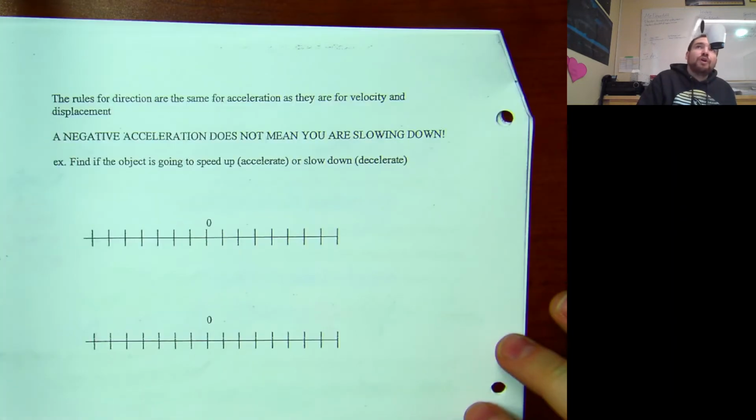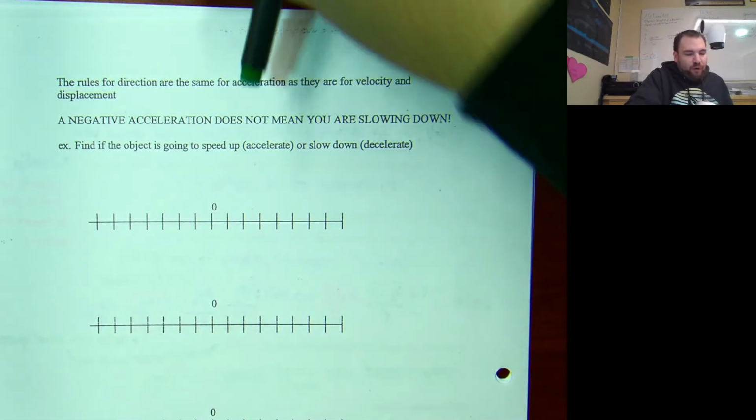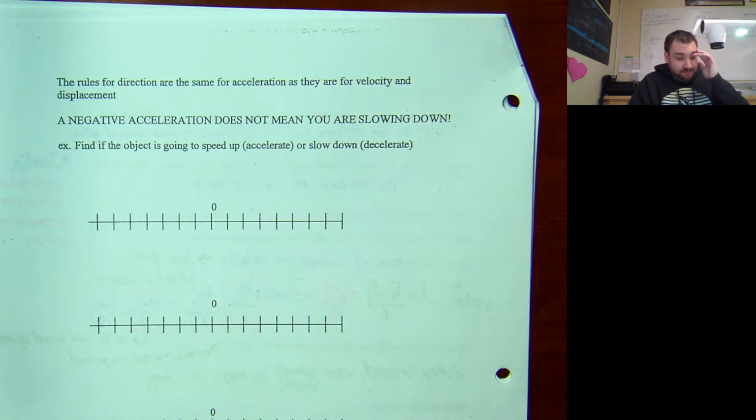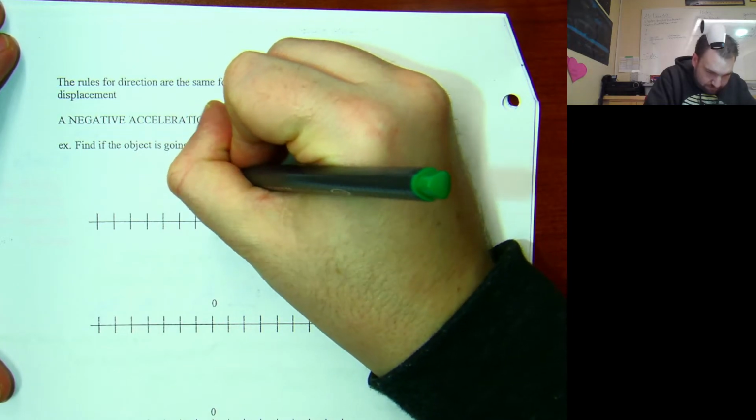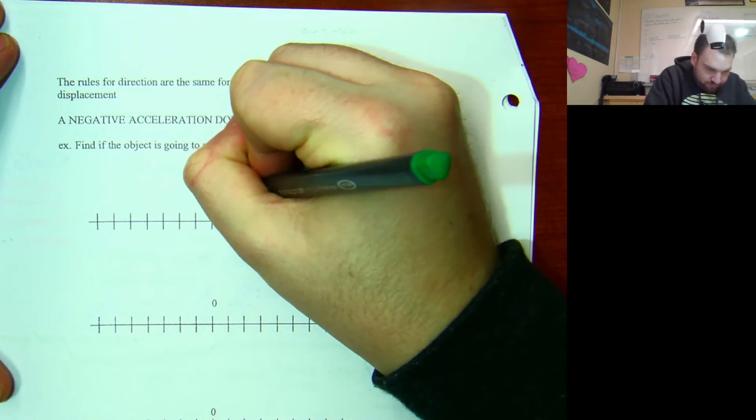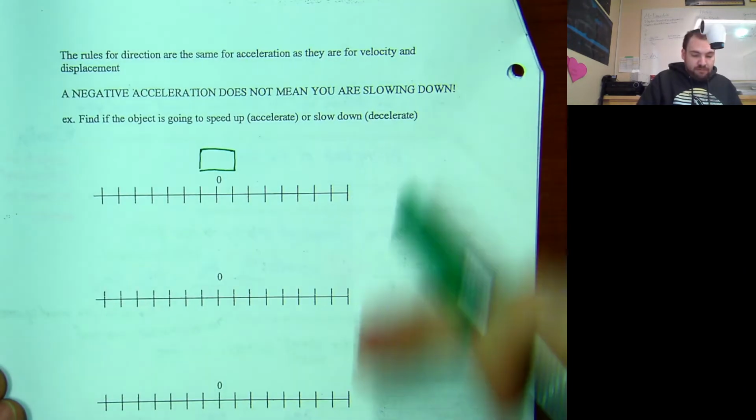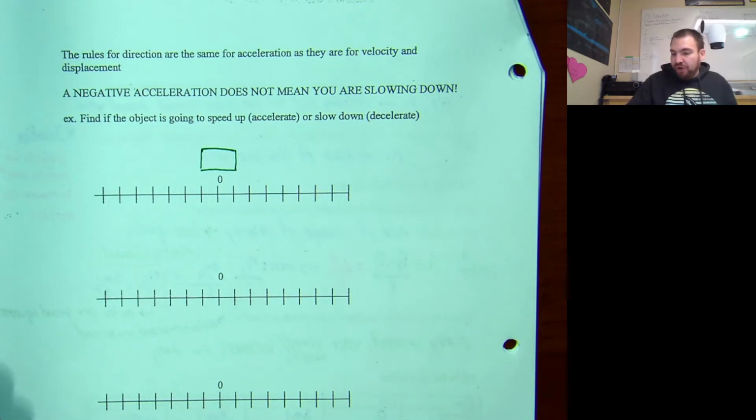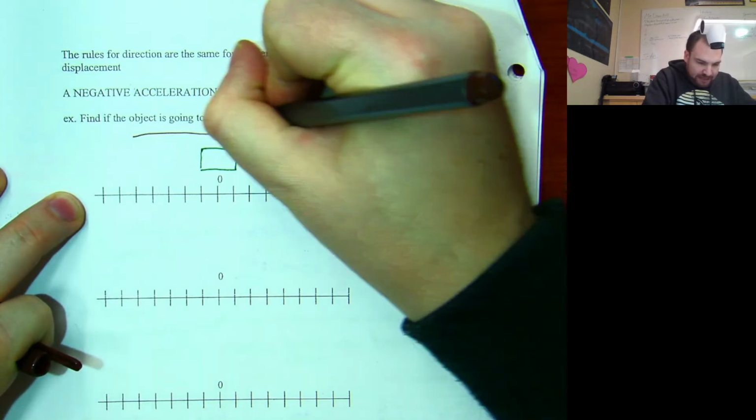Flip the page. The rules for the direction for the acceleration are the same as they were for velocity and displacement. But what they mean practically is a little bit different. So, for example, let's say I have an object. Here's my object. For all of these, all 4 of these pictures, we're going to say that this direction is positive.